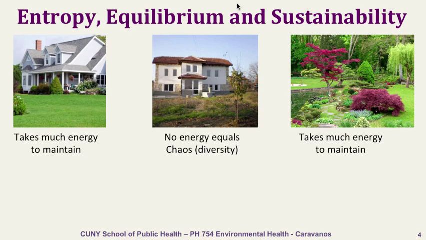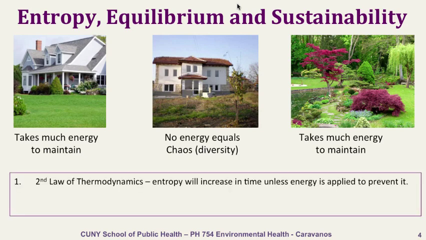Nature doesn't like order. It likes diversity. It likes chaos, and it moves into that state. And this is actually called the second law of thermodynamics, where entropy, disorder, will increase in time unless you apply energy to prevent it. And again, think about it, and it does make perfect sense.